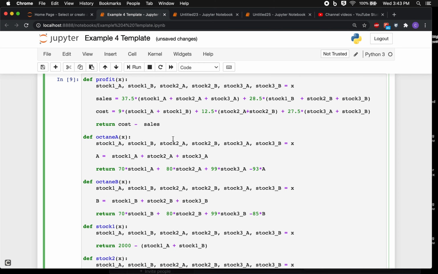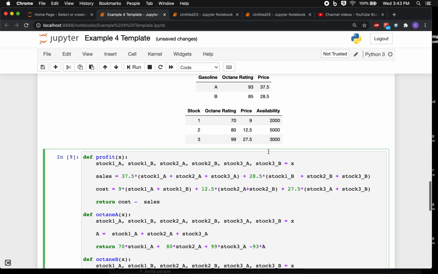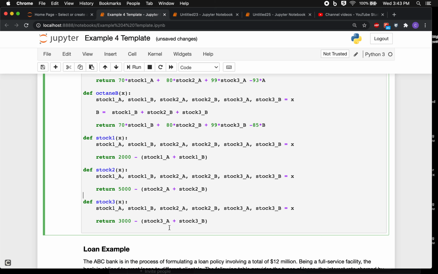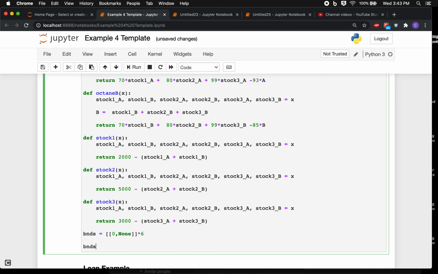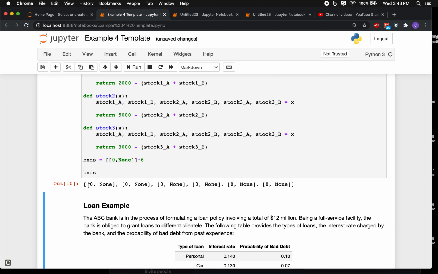So the key thing is we have 6 decision variables, and those 6 decision variables are the flows from the stocks: stock 1 to A, stock 1 to B, and so on. So now we can define our optimization problem. We'll do bounds, and I'm just going to do non-negative constraints. Here's a short way to construct that: 0 times none, repeated 6 times. If I take a look at bounds here, that gives me 6 bounds with a minimum of 0 and no upper bound.